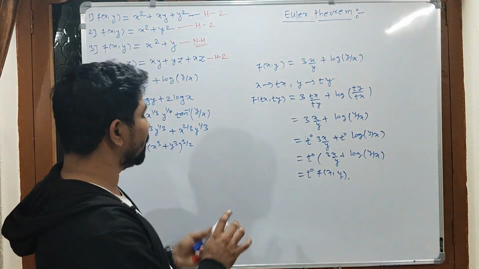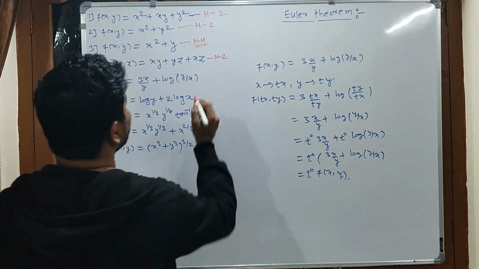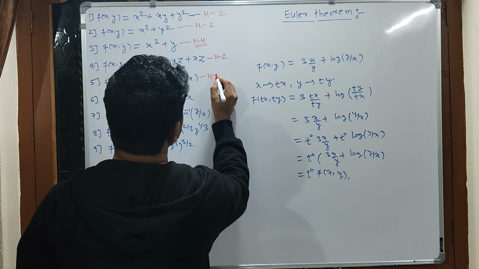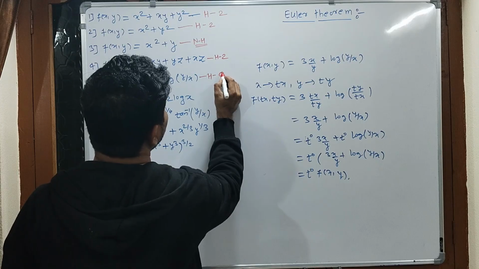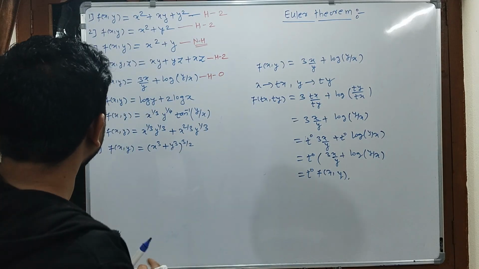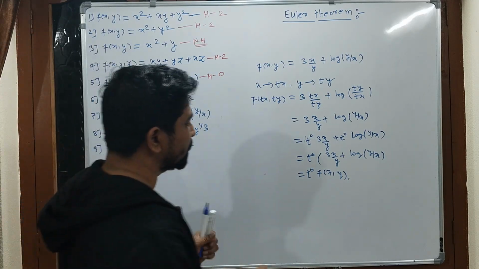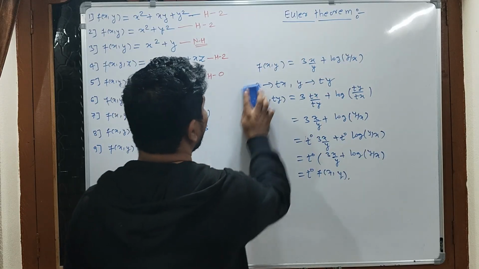So my fifth function is also a homogeneous function of degree 0. This is my 0, not O. Now I want to check example number 6, whether this is a homogeneous function or not.